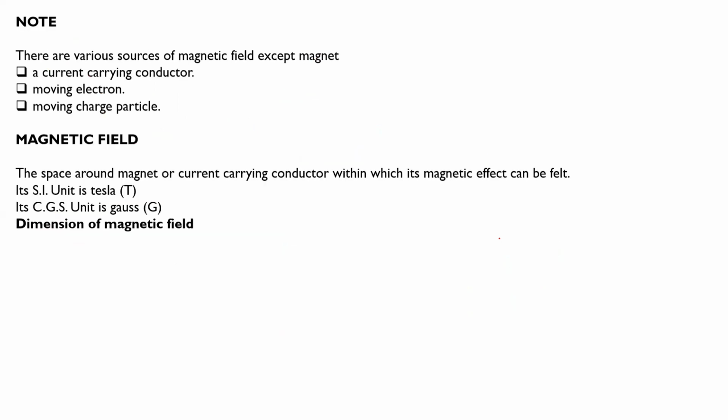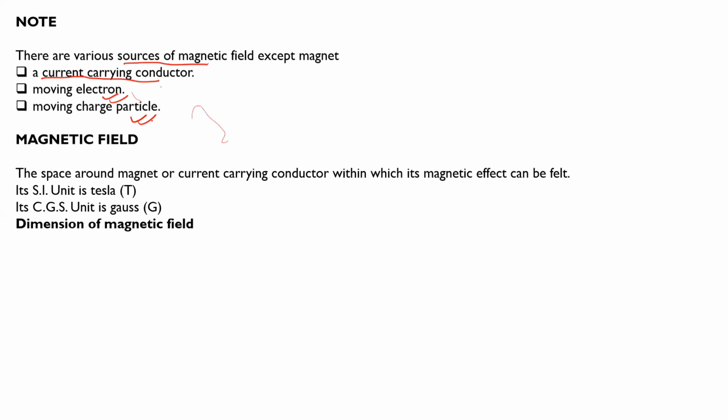Next, it came to the conclusion that there are various sources of magnetic field other than a magnet. That is, a current carrying conductor, and you can also say a moving electron or a moving charged particle produces a magnetic field. All three statements are the same, but you might get them as MCQ options, so you can choose all of the three.